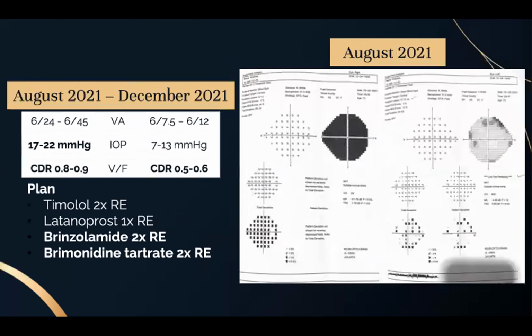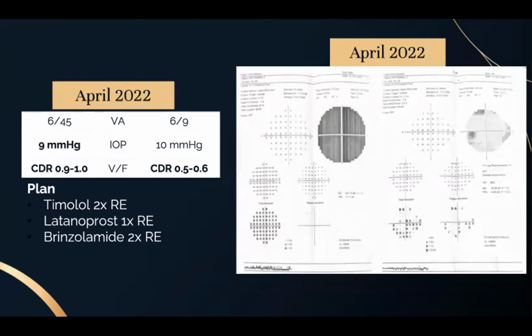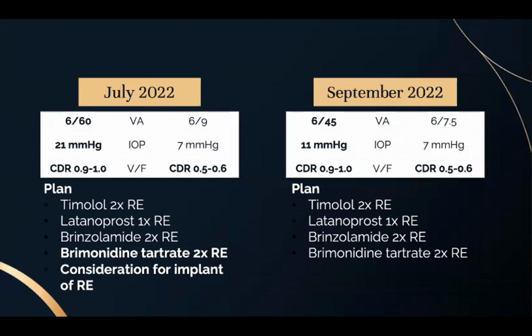In August 2021 and December 2021, the IOP was 17 to 22 mmHg. We added another 2 drugs, brinzolamide and brimonidine tartrate, twice daily. The Humphrey of the right eye showed generalized depression, and the left eye could not be read due to high fixation loss. In April 2022, the IOP was 9 mmHg, so we stopped 1 drug, which is brimonidine tartrate. The Humphrey test in April 2022 was still the same as before.